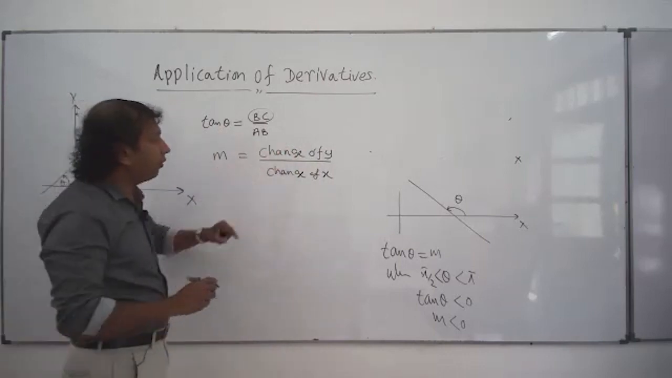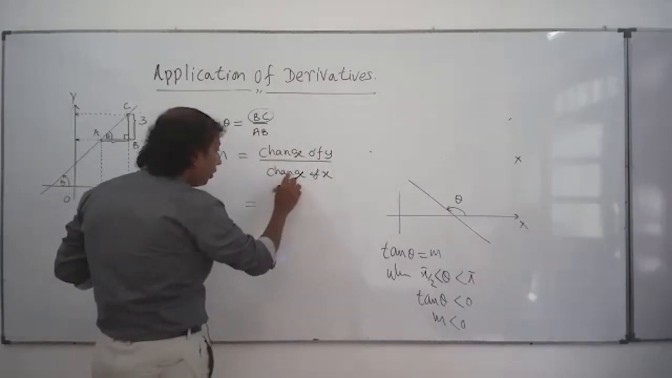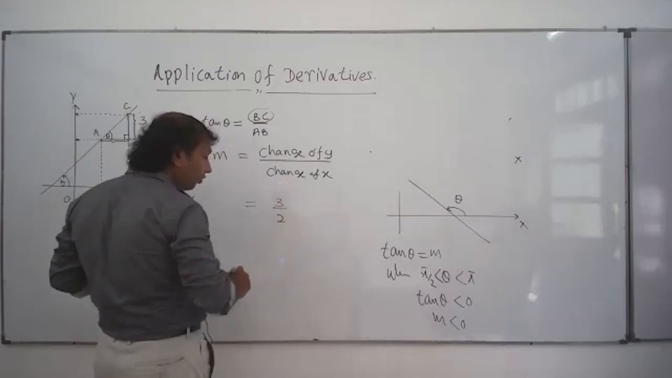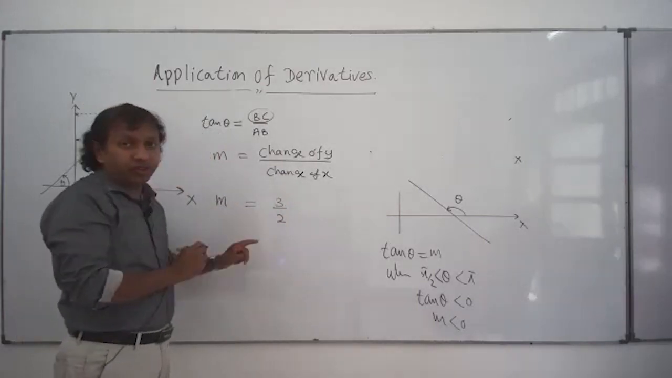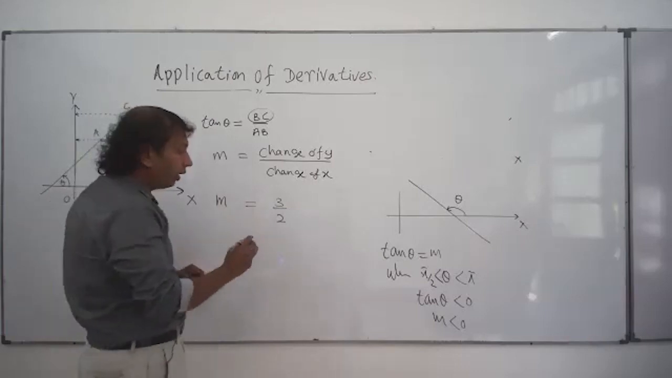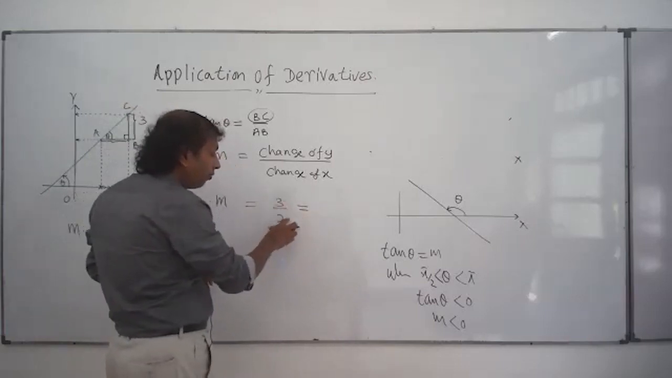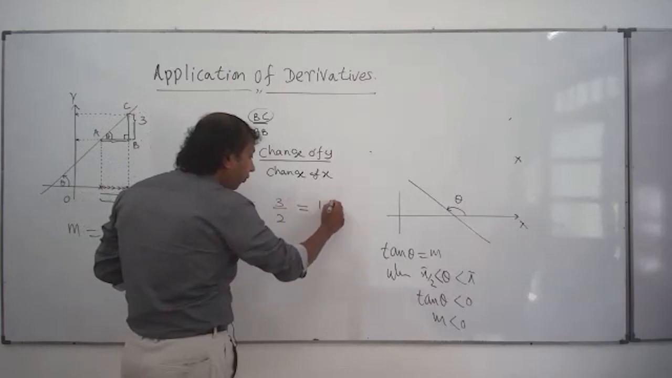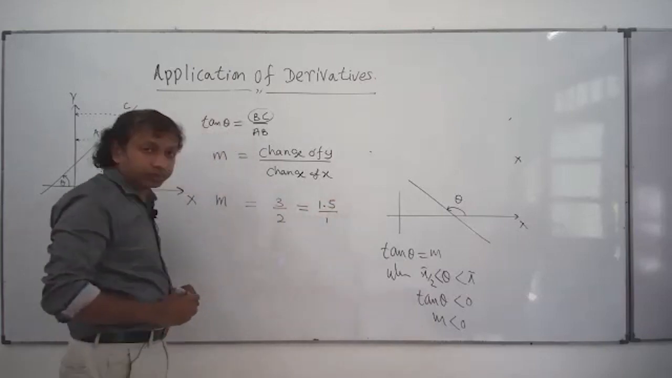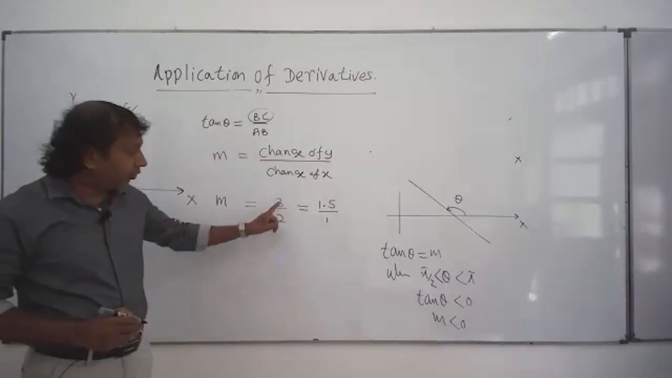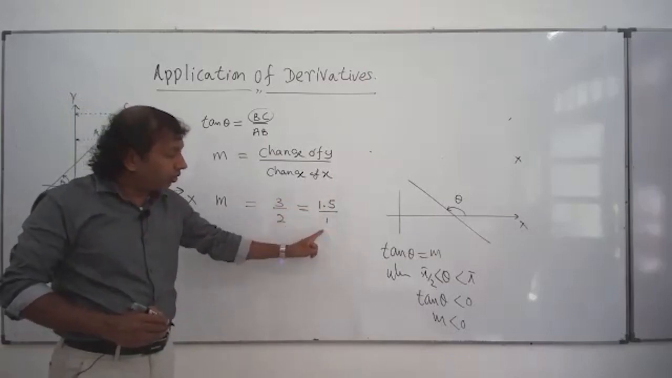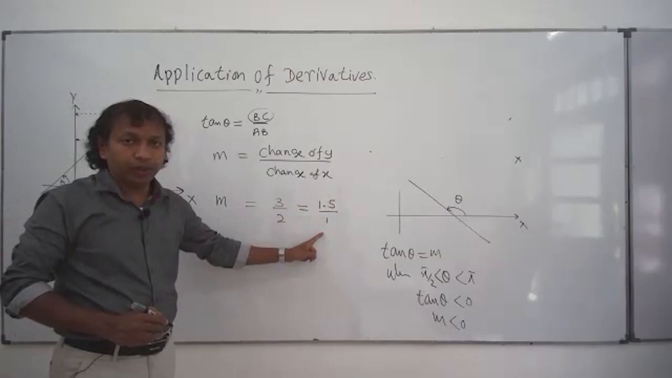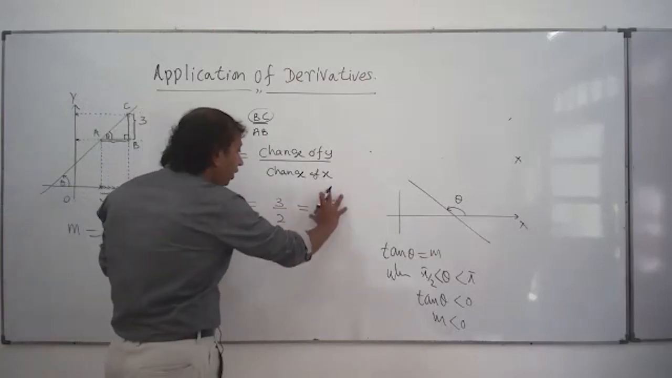Then if I apply here, 3 is the change of y, and the change of x is 2. This is the gradient. When I further simplify this, people, I can write 3 divided by 2 as 1.5 divided by 1. That's what we have. People, now this is the gradient.